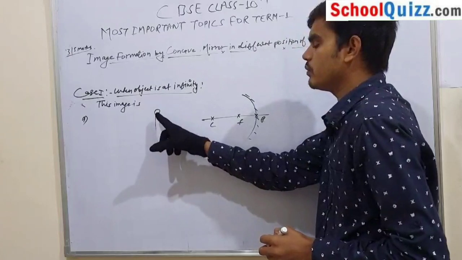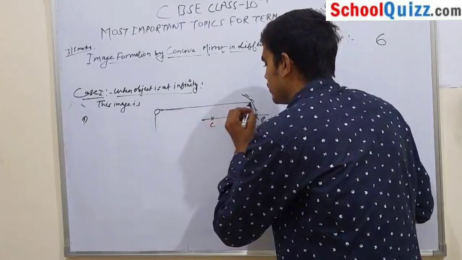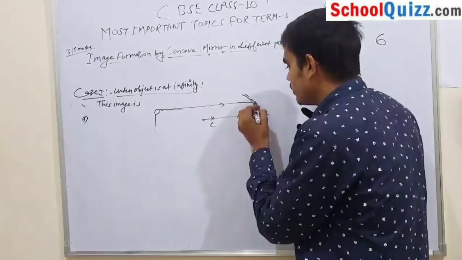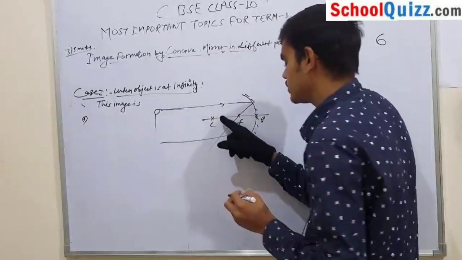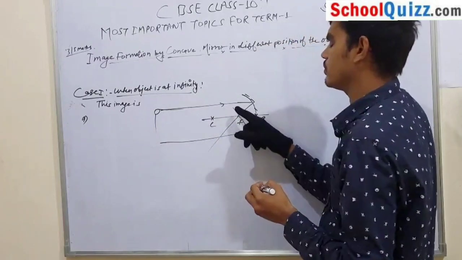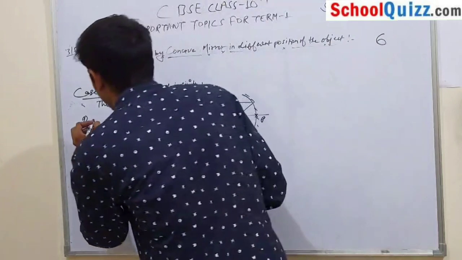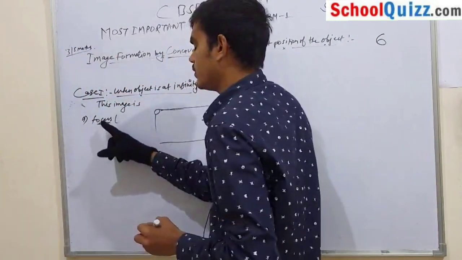Where will the image be produced due to this object? Draw a ray which is parallel to the principal axis, and after reflection from this mirror, it will pass through the focus, we know. Draw another ray which is parallel to the principal axis, and after reflection it will pass through the focus. So these two rays meet at the focus, so the image will be formed at focus.